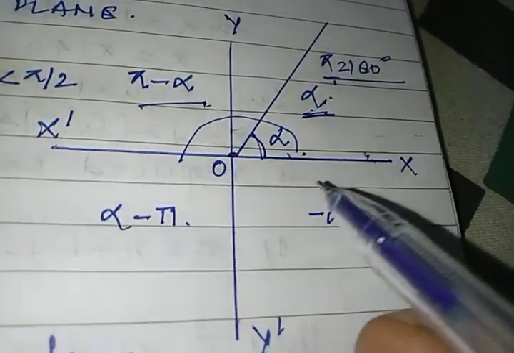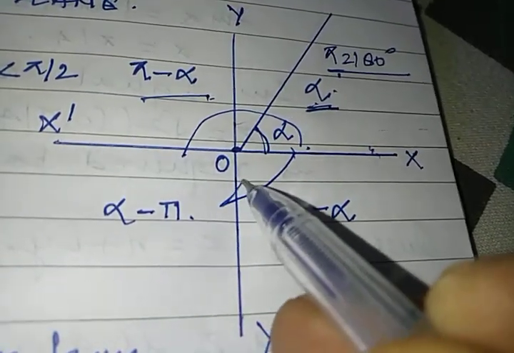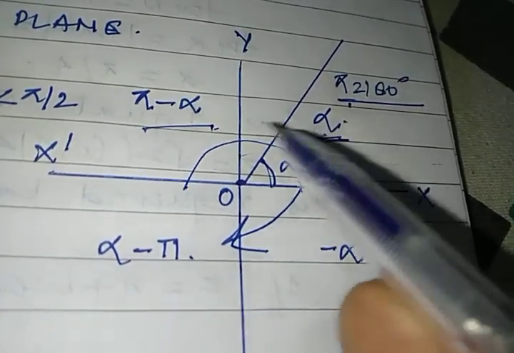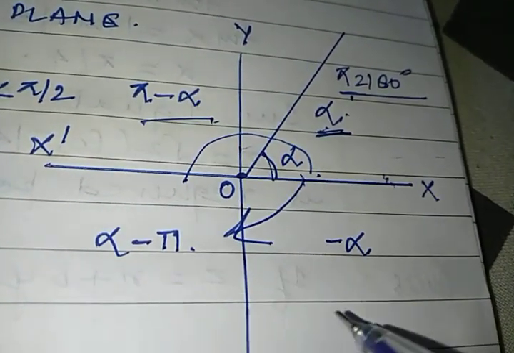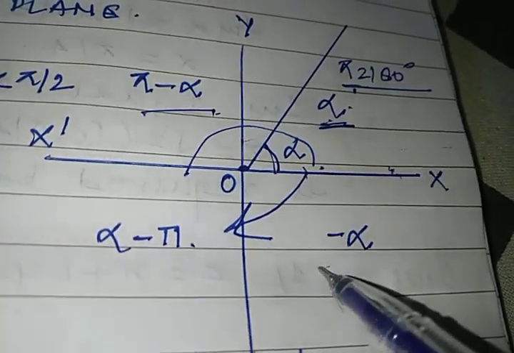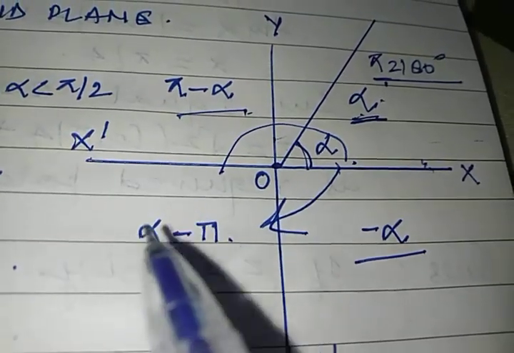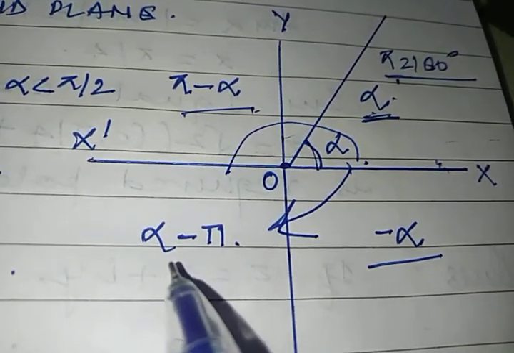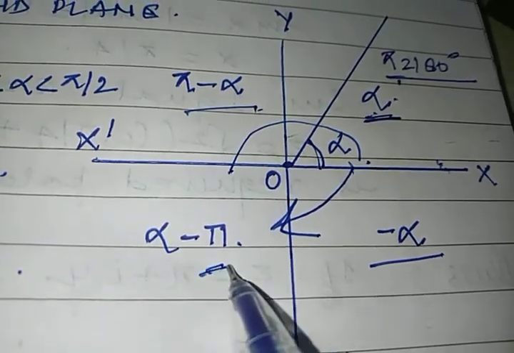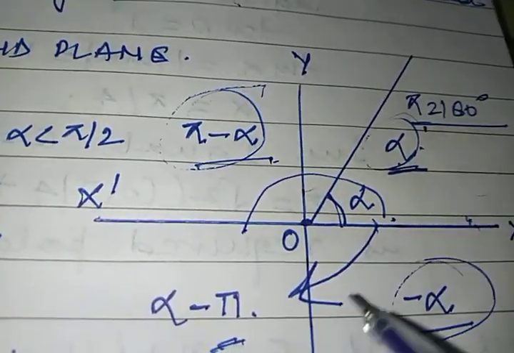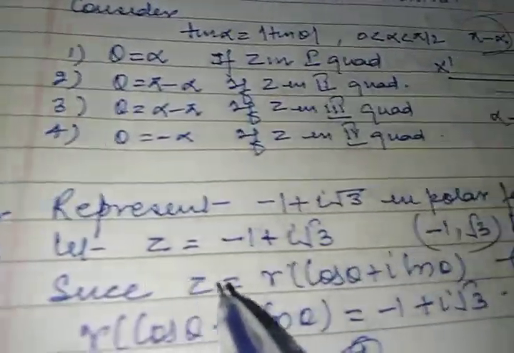If we move anticlockwise, the angles are always taken positive, and if we move clockwise, the angles are taken negative. So this will be minus alpha, and similarly this will be minus (pi minus alpha), that is alpha minus pi. These are the values you will take for theta if the quadrant is known. I have written all of it here.